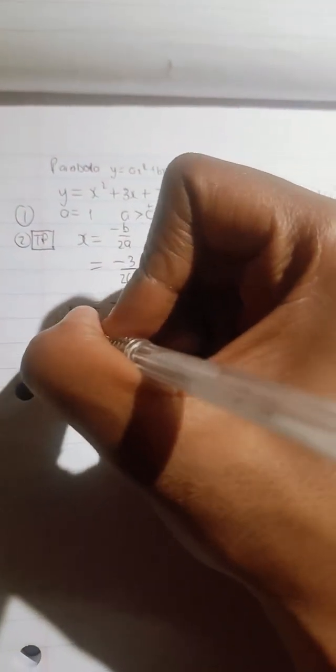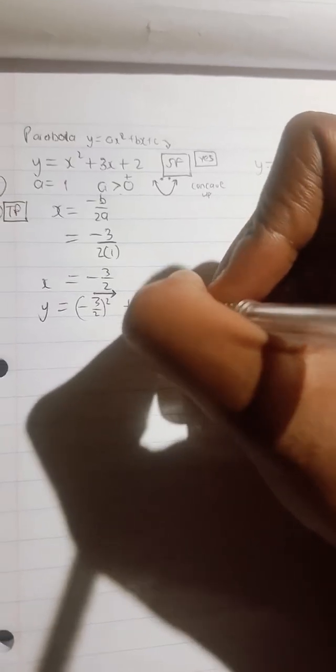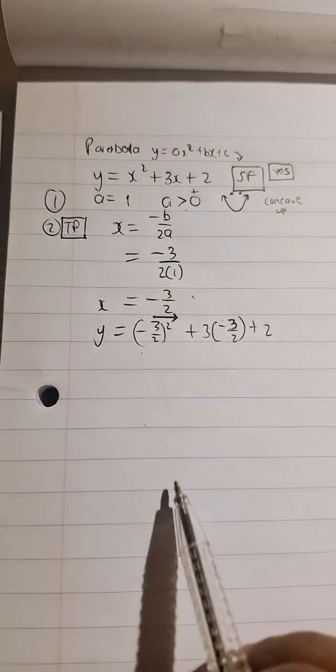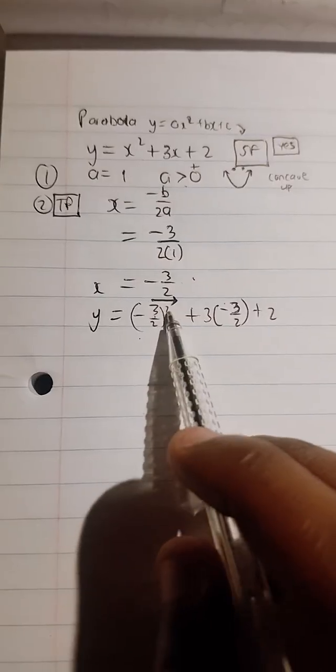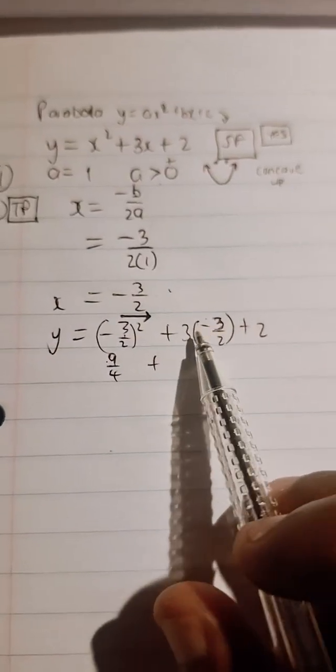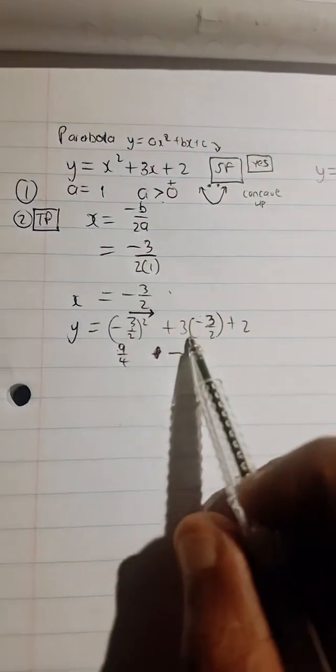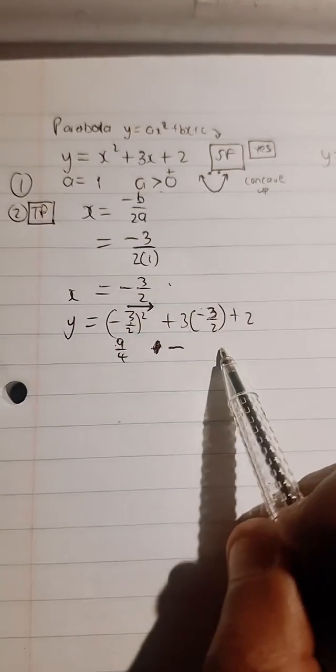All right, then you take that x value and substitute it in the place of x so that you can get the corresponding y value. So negative 3 over 2 squared, you get 9 over 4 plus. Here we don't have an exponent, so we can multiply a positive times a negative. That gives us a negative. Then 3 times negative 3 over 2.